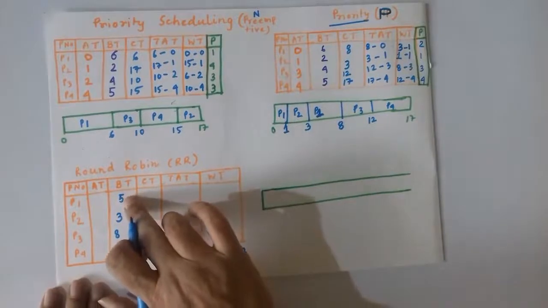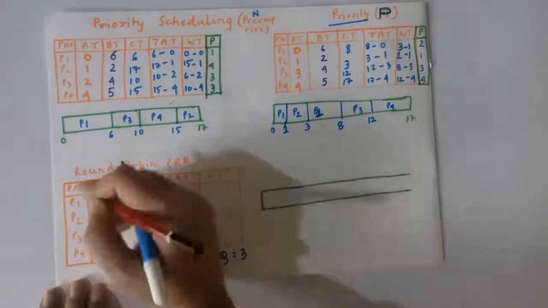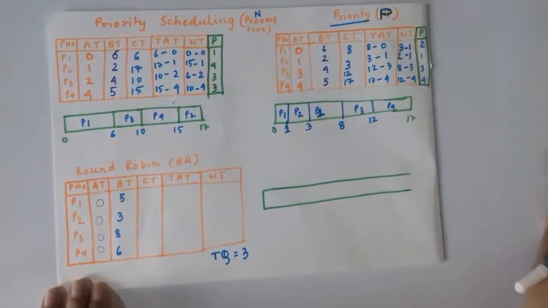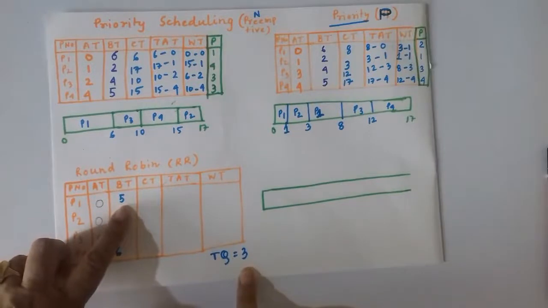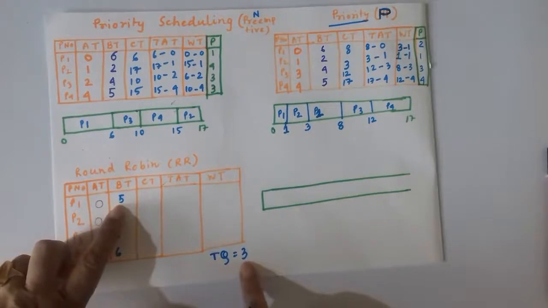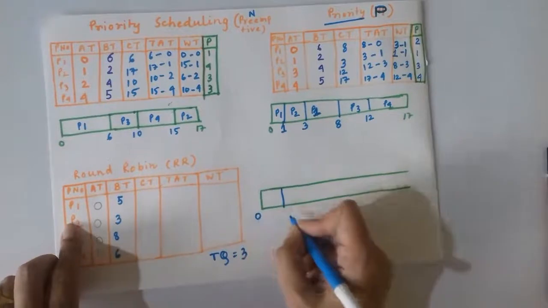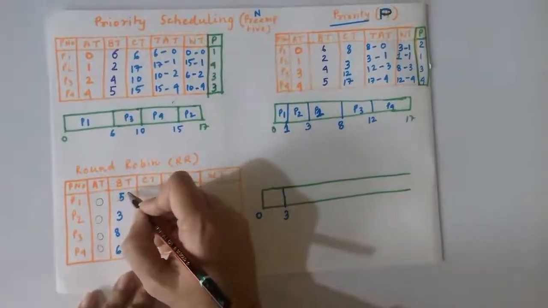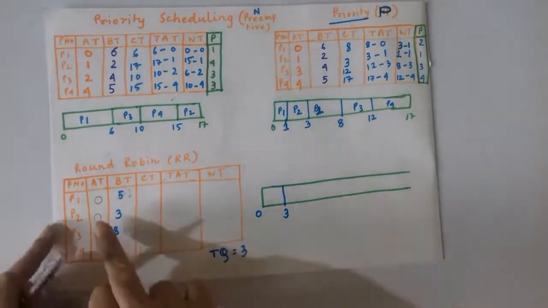We are assuming the arrival time for all the processes is 0. I have not written it, I will write it. In this case, what will happen? The time quantum is 3, so first process P1 will get the CPU. P1 will start from 0 and execute up to 3, because the time quantum is 3. So what will be the left out portion for P1? It is 2. Then P2 will start execution.